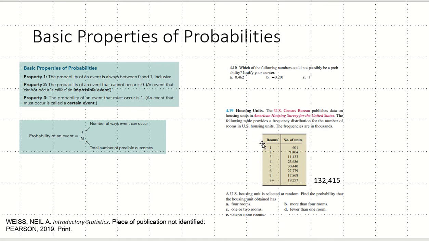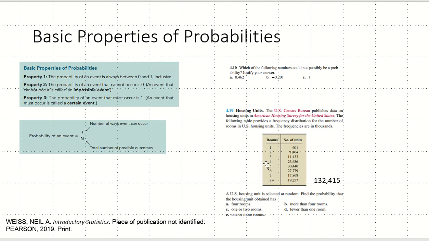In this next question over here, we have a table with rooms on one side and the number of units on the other side. It asks, a U.S. housing unit is selected at random. Find the probability that the U.S. housing obtained has, and then letter A says 4 rooms. And so we will be using this formula here, which is f over N, the number of ways an event can occur over the total number of possible outcomes.